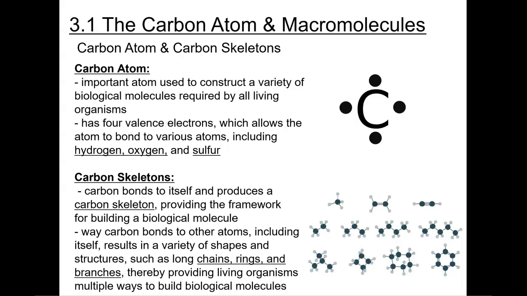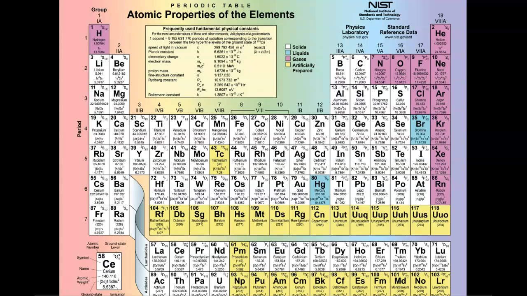Carbon skeletons help carbon to bond to itself and produce a carbon skeleton, providing a framework for building a biological molecule. The way that carbon bonds to other atoms, including itself, results in a variety of different shapes and structures, such as long chains, rings, and branches. Thereby, this helps to provide living organisms with multiple ways to build biological molecules, which is important. So it can make up many, many different things, millions of different molecules. It's one of those elements that can bond and make up more molecules than most other elements can.